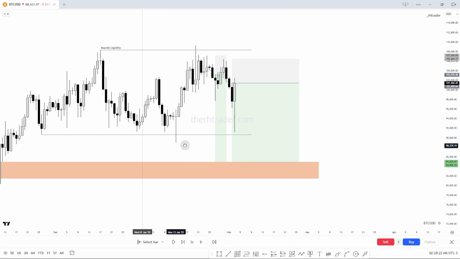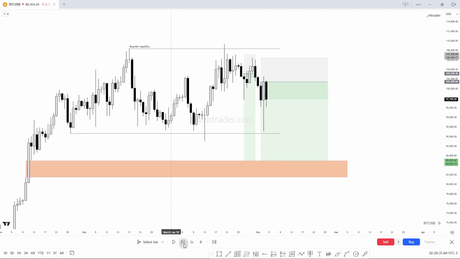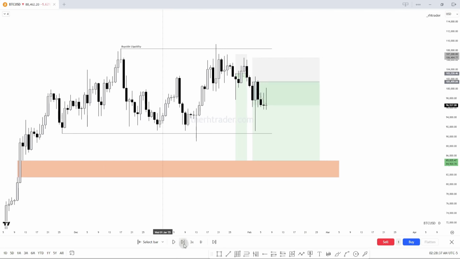And once again, you would target the clear drawn liquidity. You can take shorts, you can take positions as long as the drawn liquidity is intact. Once it's breached, you're not to take any position in that direction. And we moved lower once again.